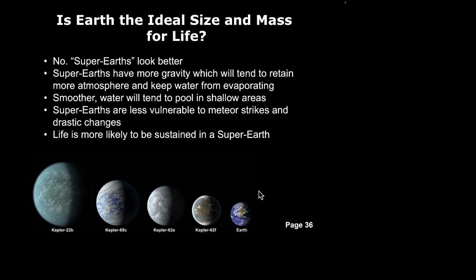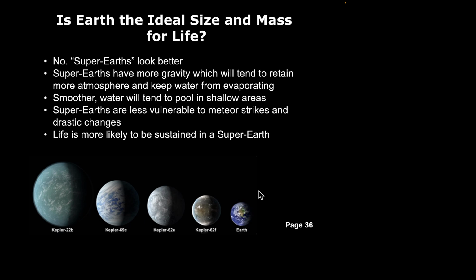One thing that was interesting I learned is that Earth is not really the ideal size and mass for life. Scientists believe that Earth is actually on the small side when you look at optimal planet sizes for life to survive and flourish. Super-Earths have higher gravity, which helps them hang on to their atmospheres and extend the Goldilocks zone. It also makes for a smoother planet, causing water to pool in shallow areas around islands rather than in deep oceans and high continents. The most biologically active areas on our planet are found around islands and shallow seas.